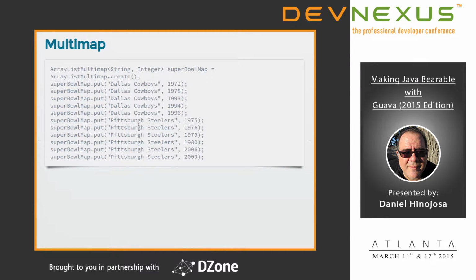Boo. All right, so let's say I have a multimap here, and I just want to calculate some sports data, and I have Dallas Cowboys, with all the Super Bowl wins that they have, 5 wins: 72, 78, 93, 94, and 96. People like to say Cowboys fans always like to talk about their history because that's all they got. So that's all I got. My history ends at 1996 as a sports fan. Pittsburgh Steelers has the most: 75, 76, 79, 80, 2006, and 2009.